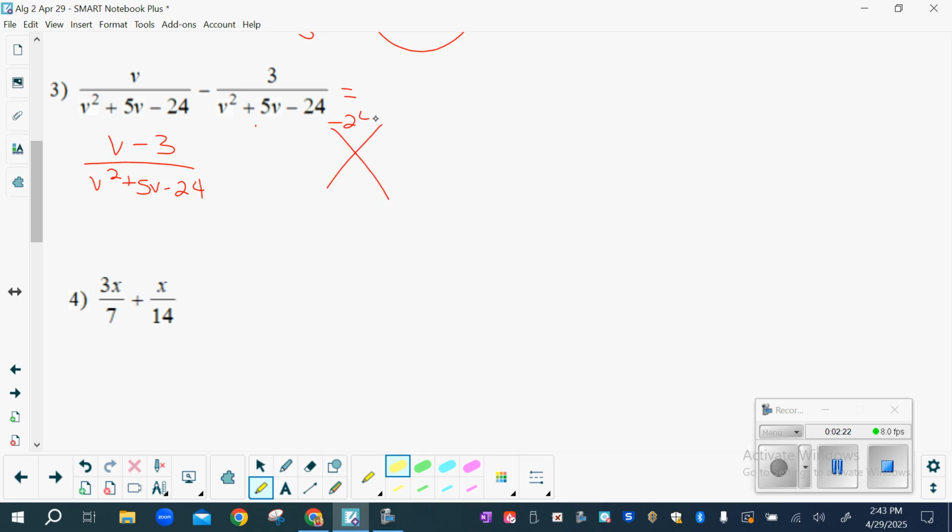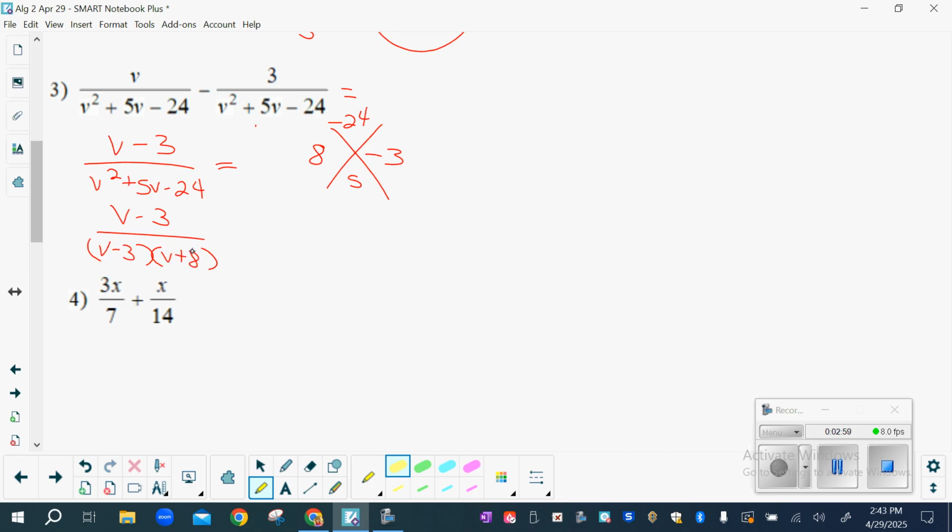What multiplies to negative 24 that adds to 5? What numbers work there? Same group. So this makes v minus 3 over what times what? I want you to tell me what the factors are. So those are the 2 numbers, but tell me what goes in here. Good.